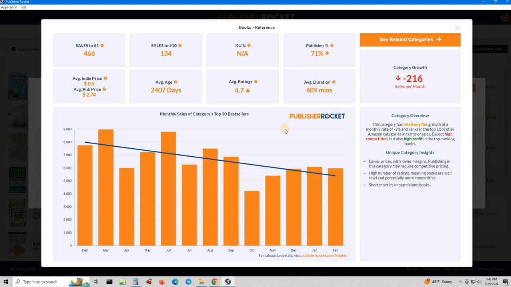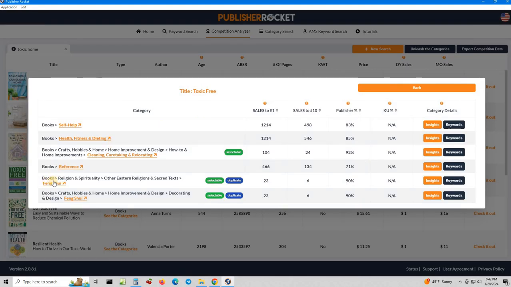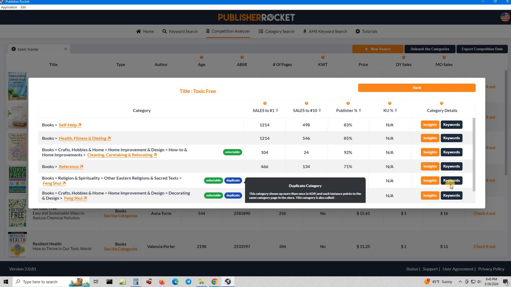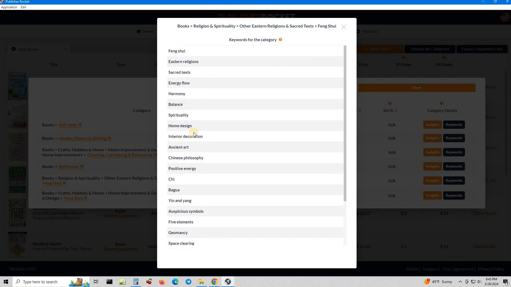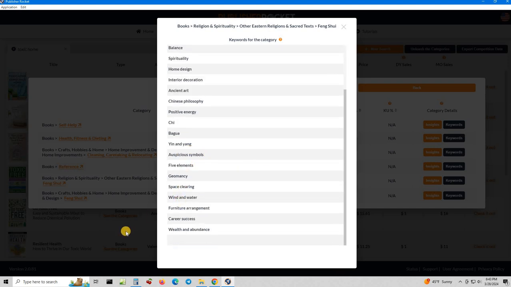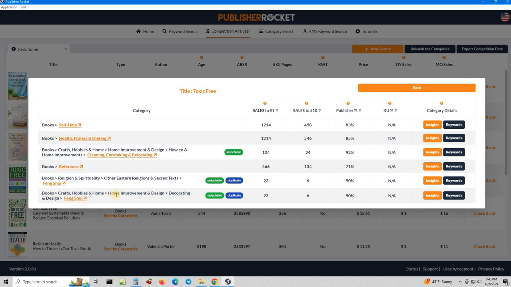So this software gives you a lot of insights. It gives you insights to the categories, keywords, competitors. This book should absolutely not be in this category here. This is crazy. Feng Shui has nothing to do with a toxicome. This is spiritual stuff, not physical. Your book is about physical stuff. This is all spiritual. Well, yeah, I mean, it's not going to work. Look, another one, Feng Shui. No wonder she's only making $6 a month. She's in all wrong categories.